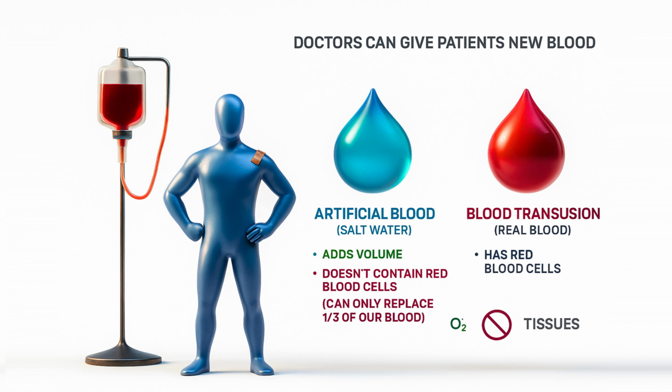A more effective solution is a blood transfusion in which a patient receives actual human blood donated by volunteer donors. Donated blood contains functioning red blood cells, which makes it highly effective at restoring oxygen delivery in cases of significant blood loss and can be the difference between life and death in critical situations.